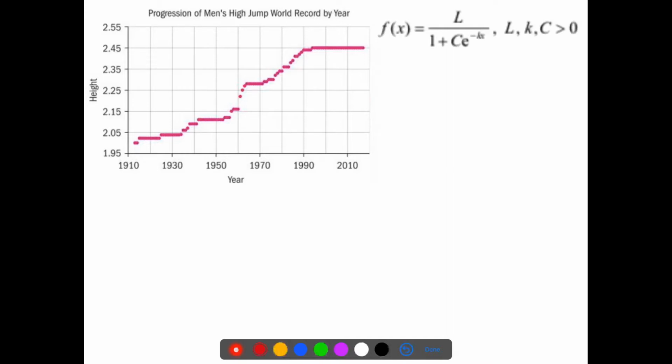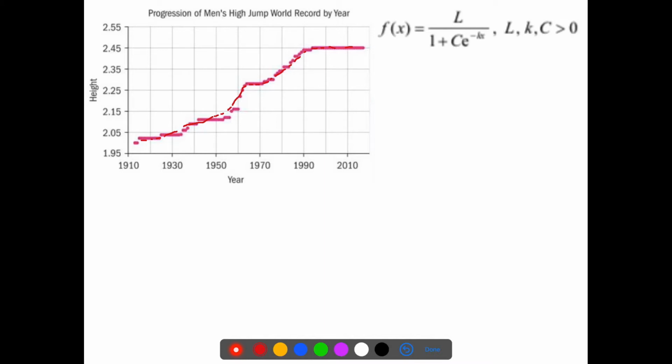world record by year. You can see how the high jump world record increased slowly, and then increased a little bit quicker. Then it leveled out, and then it started increasing again, and it kind of got to almost some type of limit, like maybe they can't jump higher.